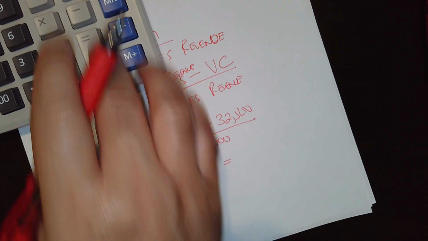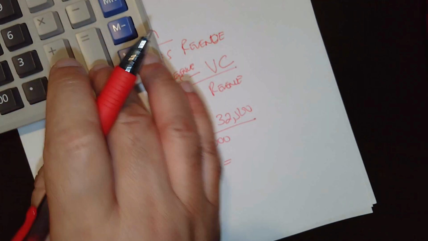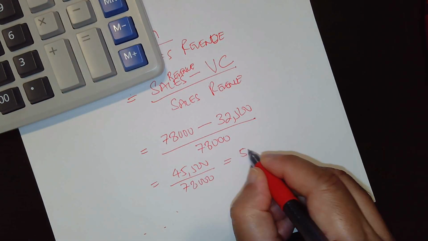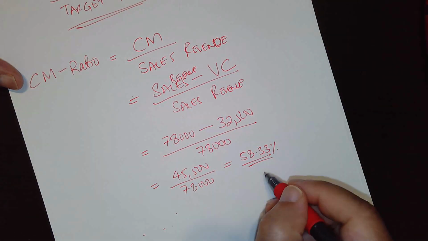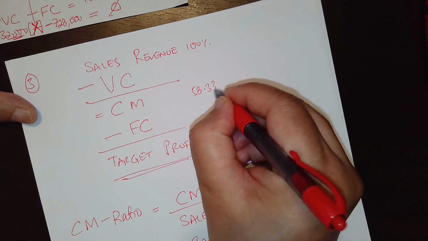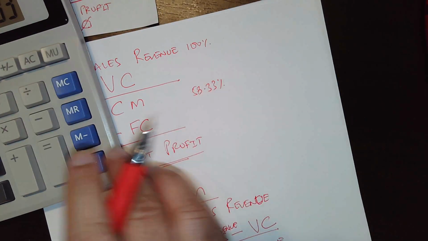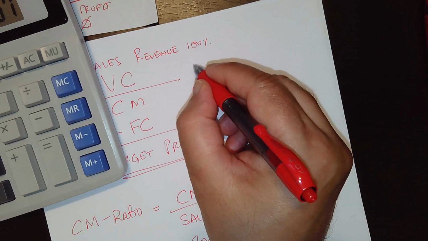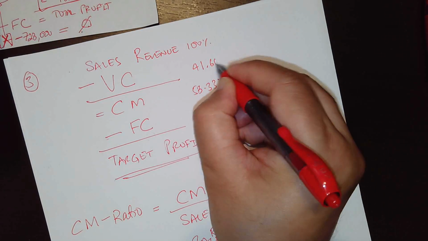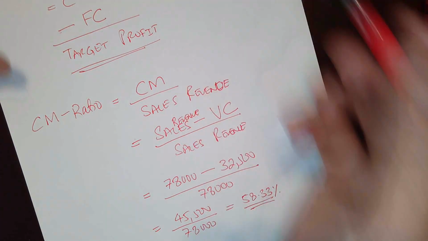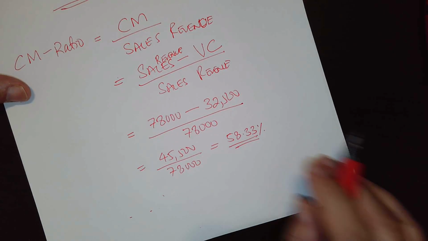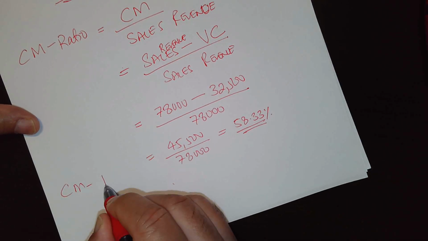So my contribution margin is 58.33%. Another way of looking at it: sales revenue is 100%, contribution margin is 58.33%, so how much would my variable cost be? It will be subtracted from 100, so my variable cost is 41.66%. So if you ever want to see this, this is how you get to it. And this is our contribution margin ratio.